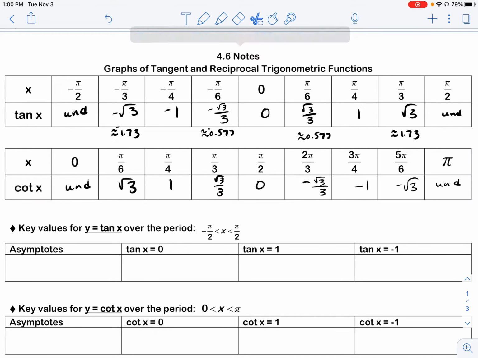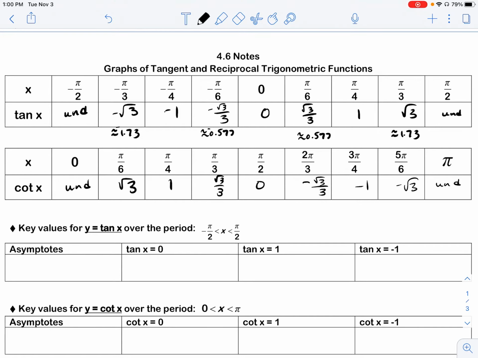Let me fill this in here. Tangent and cotangent are unique and different from sine and cosine for a number of reasons. Starting off, we see that there are some angles where the function is undefined, negative pi over 2. Since we know that tangent is y over x, and there are certain places where x is going to be 0, we're going to find a number of places where the function is undefined. That has implications for the domain and the range, but we'll get to all that.